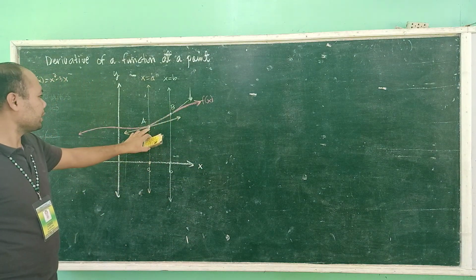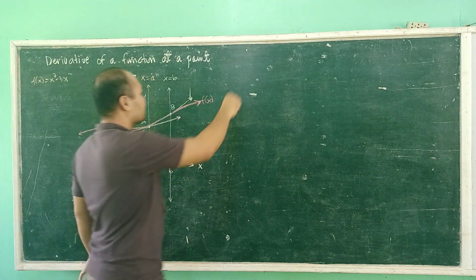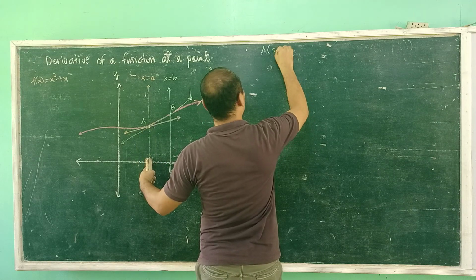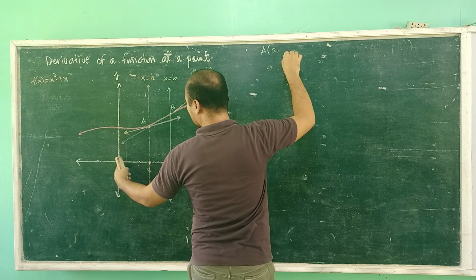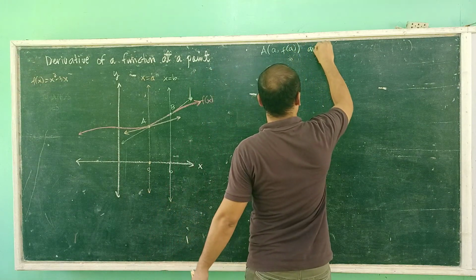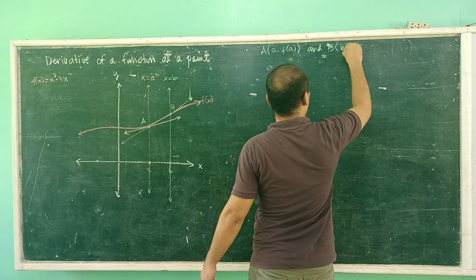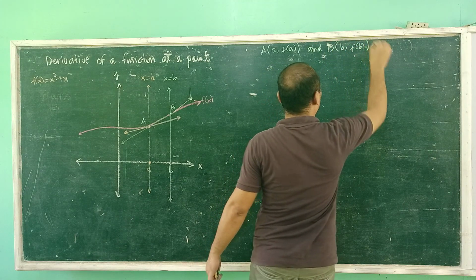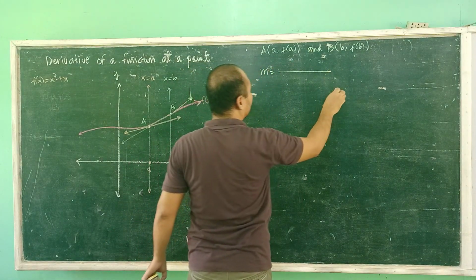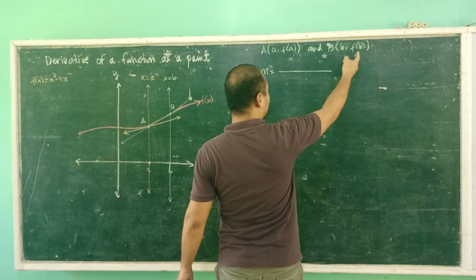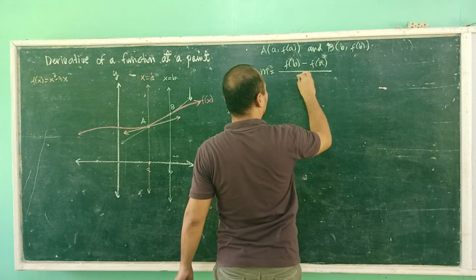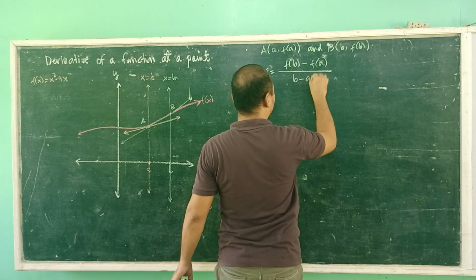What do you think is the coordinate of a? And what do you think is the coordinate of b? Again, a has coordinate, in the x-axis that's a, on the y-axis that's f of a. And b has coordinate b, f of b. Of course, the slope m can be solved by using the slope formula, f of b minus f of a all over b minus a.